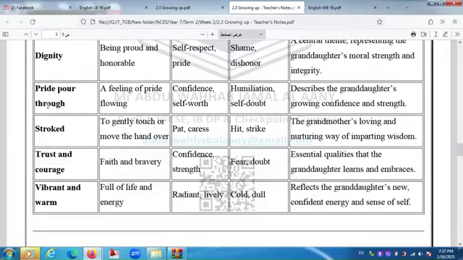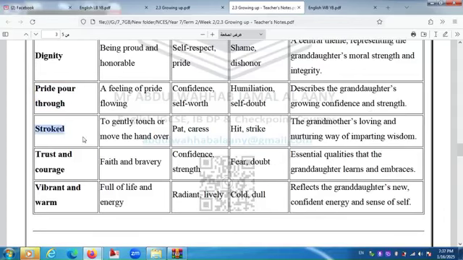Pride pour through. It's a feeling of pride flowing inside you. And that gives a meaning of confidence, self-worth, while the antonym is humiliation and self-doubt. The effect of using this metaphorical phrase is to describe the granddaughter's growing confidence and strength.